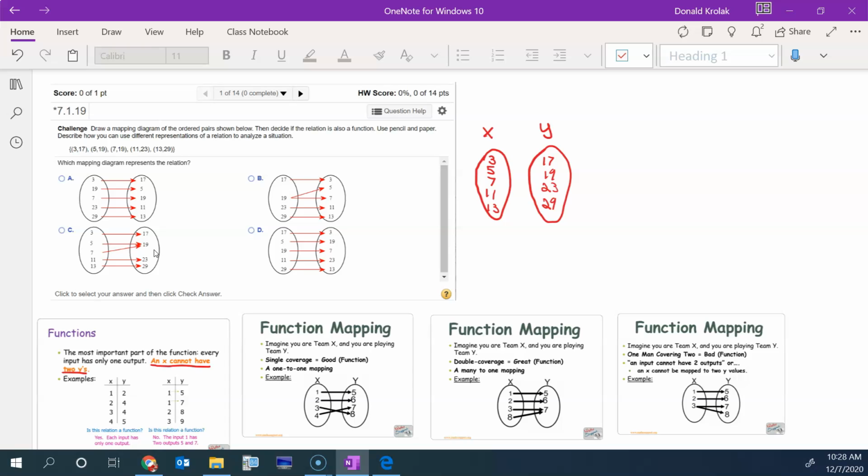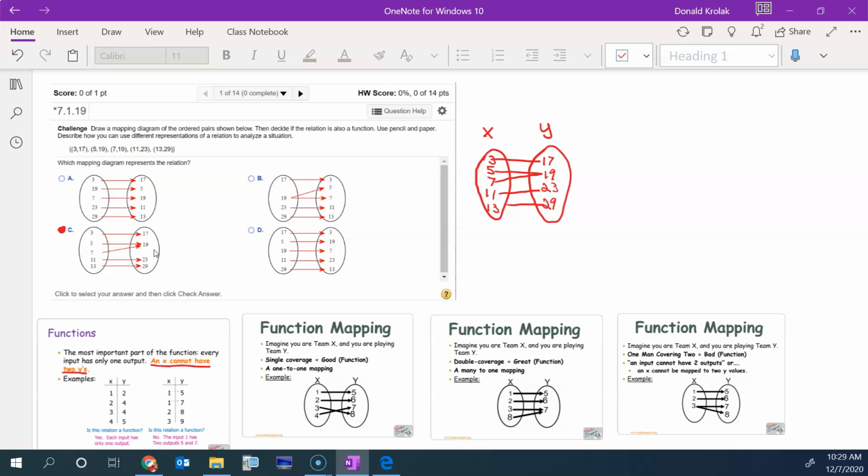Then I draw arrows to represent how they're related. So 3 goes to 17, 5 goes to 19, 7 goes to 19, 11 goes to 23, and 13 goes to 29. All right, which gives us C.